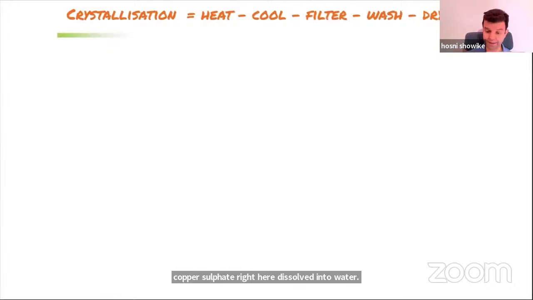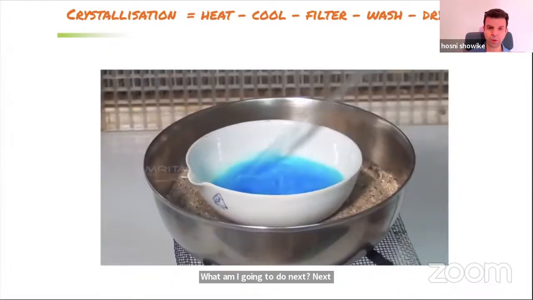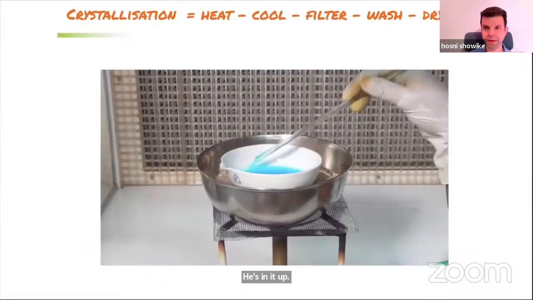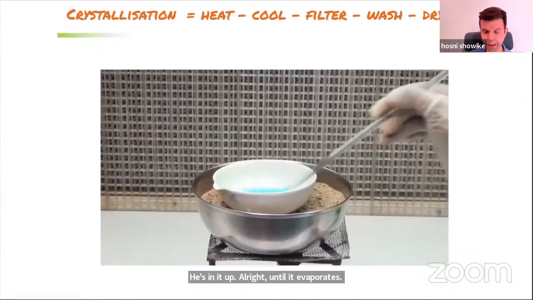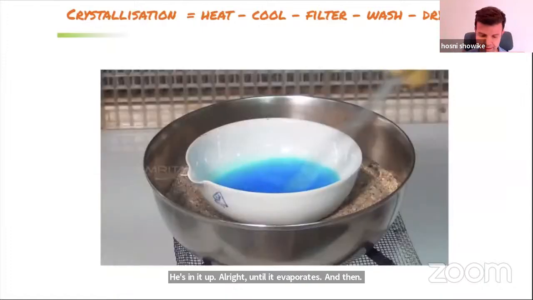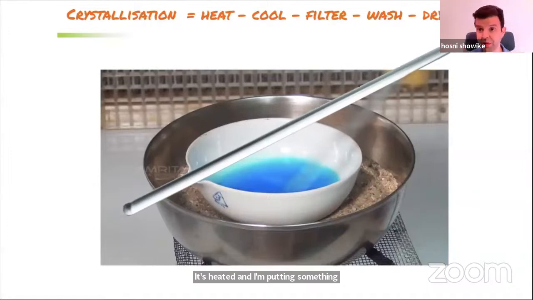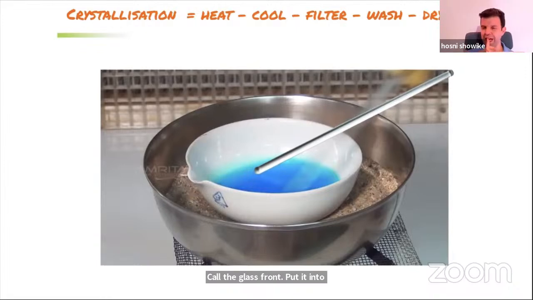What am I going to do next? Next, I'm going to evaporate it. So again, this is the copper sulfate. I'm heating it up until it evaporates, and I'm keeping an eye on the glass. See, it's heated and I'm putting something like this. You know what I call this? I call it a glass rod. I'm putting it into the copper sulfate. What's the point? Because I don't want to evaporate all the water.